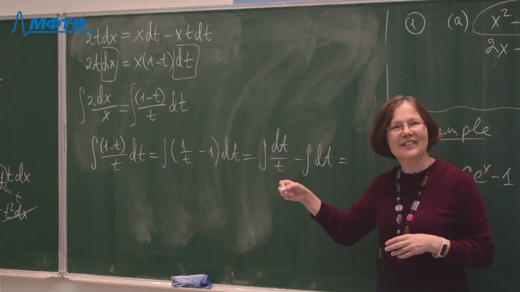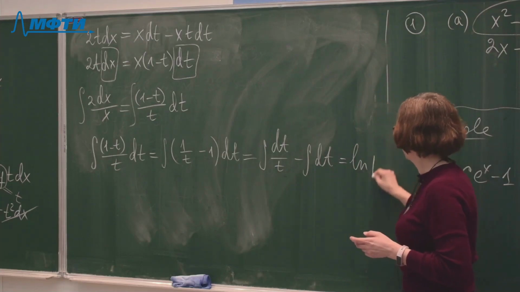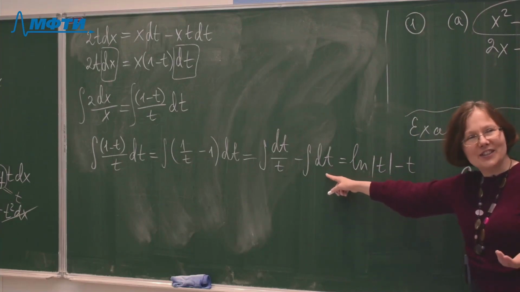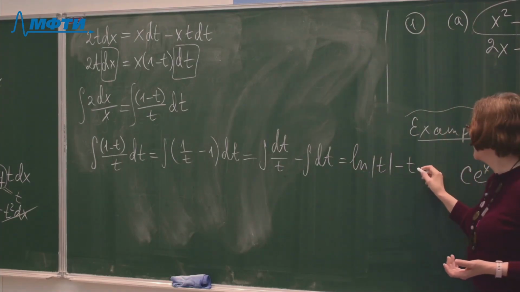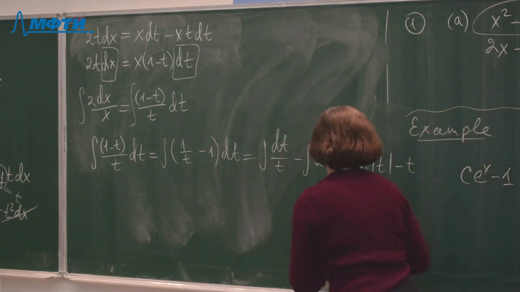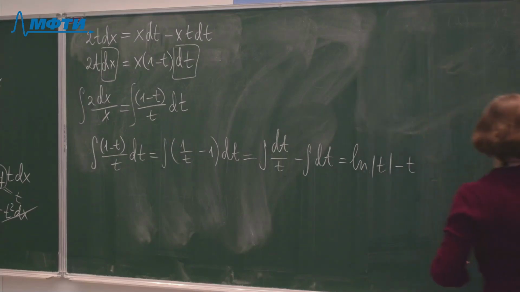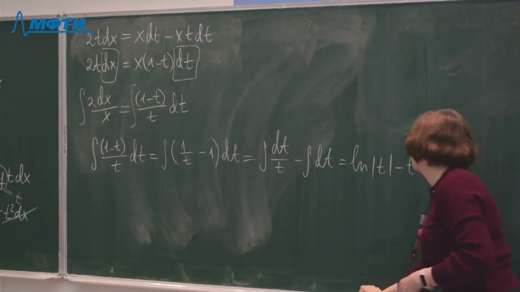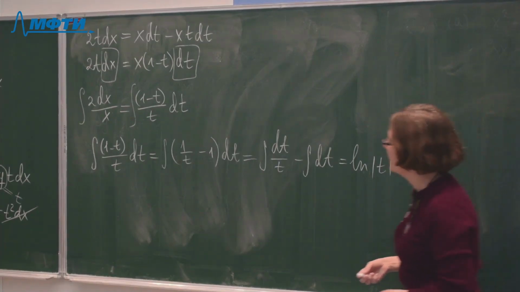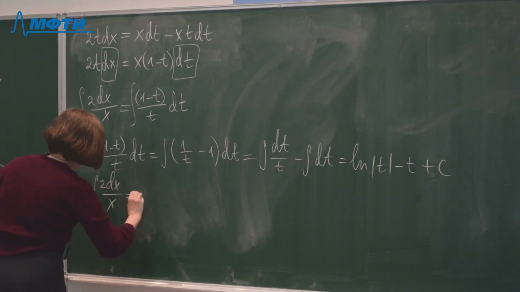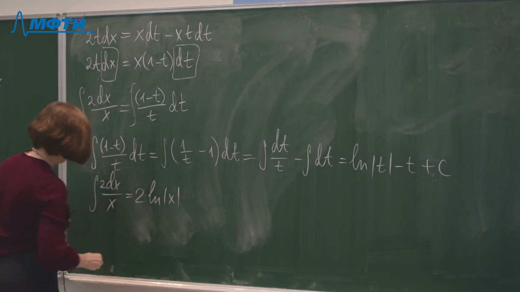The logarithmic function, the logarithm. t minus t. So the integral of dt is t, plus the constant c. But in differential equations, we need to add c only to the part with x, so we can skip this. But I will write plus c. And the next integral: 2dx over x is 2 ln absolute value of x.